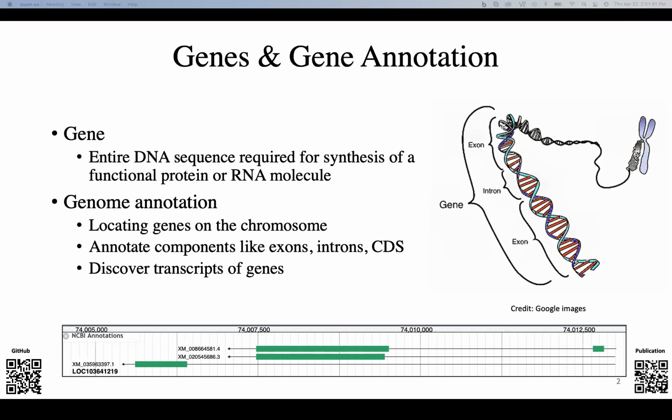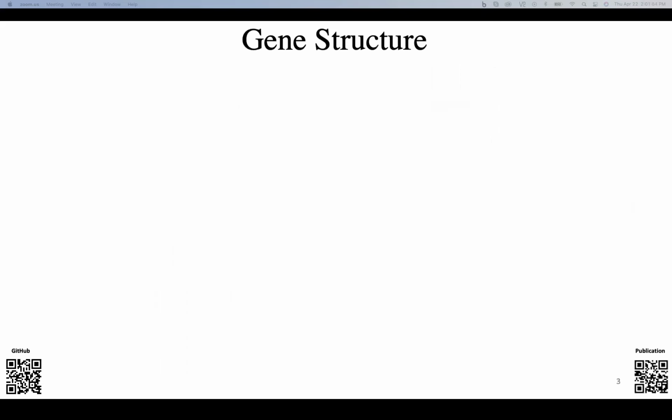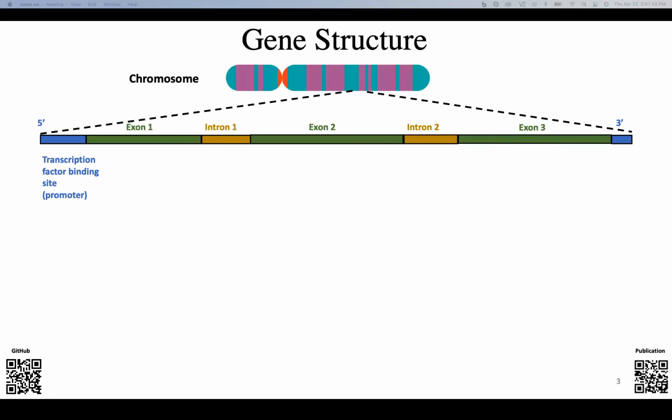In addition to that, gene annotation also entails correctly detecting transcripts. For example, this region of the genome houses three transcripts of a gene. They differ from one another by the number of exons and in the coding regions. Several eukaryotic genes contain an alternative arrangement of exons and introns.